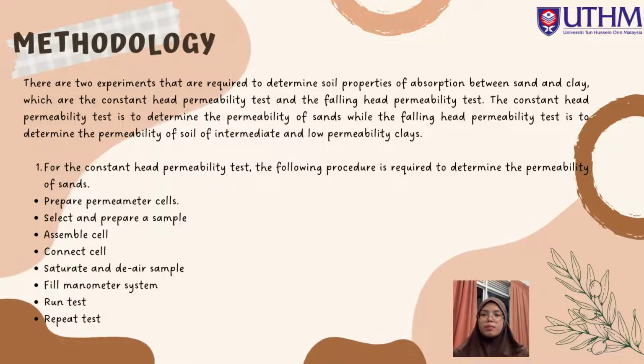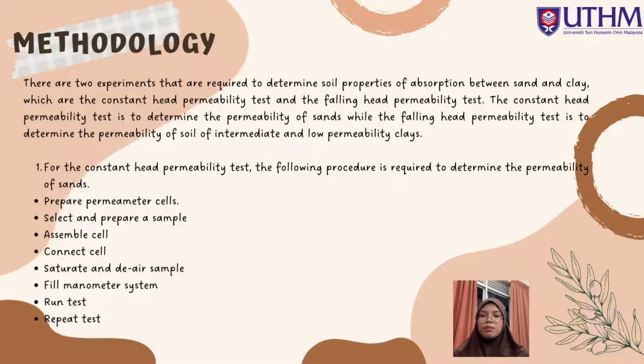First, we need to prepare permeameter cells. We need to measure the mean internal diameter and the distance between the center of each set of manometer connection points along the axis of the cell. Then, we calculate the area of cross-section of the sample and the approximate mass of soil. To prepare the sample, the material must first be reduced using the standard riffling procedure. Dry the soil by letting it air dry before taking the test sample.